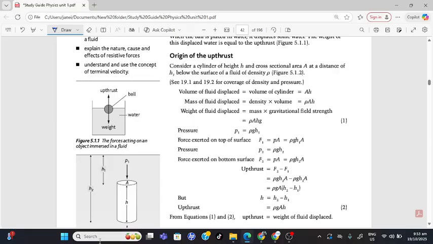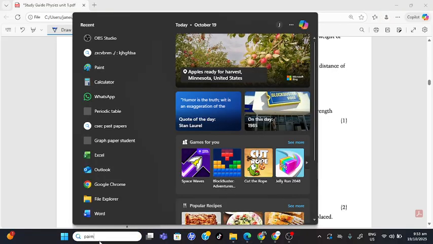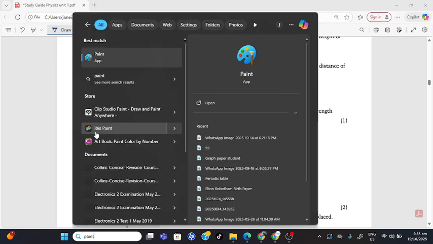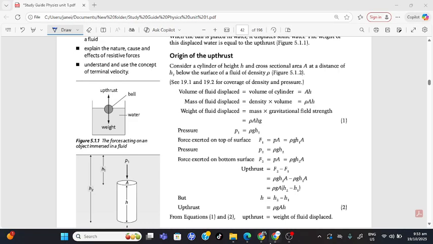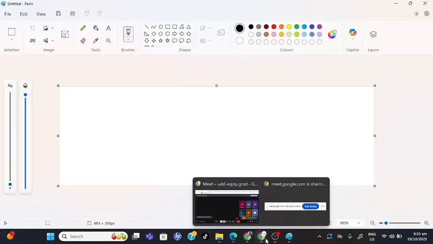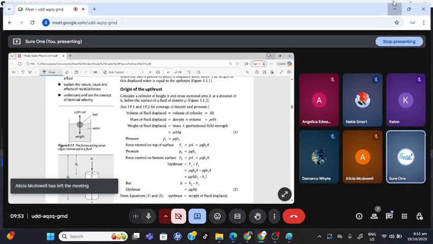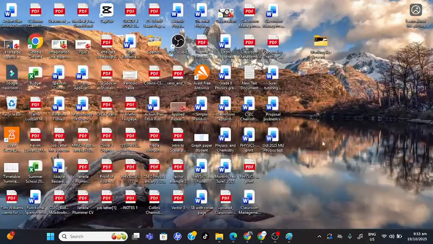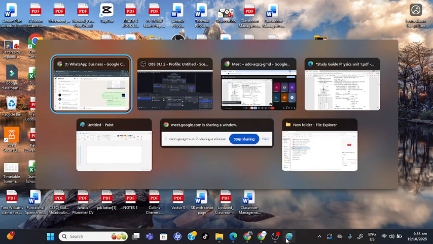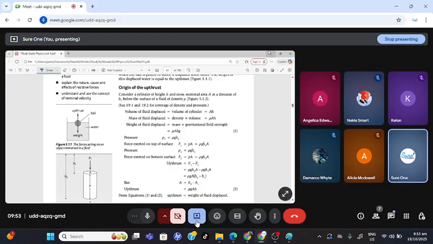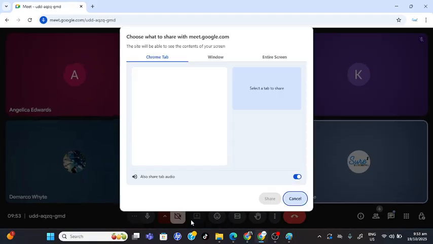Let me go to my paint. I think going to paint would be a better scenario than this one, so I can make some pretty drawings. Not working for me. Where are you? That's where you are. Alright, cool. Couldn't find it, guys.